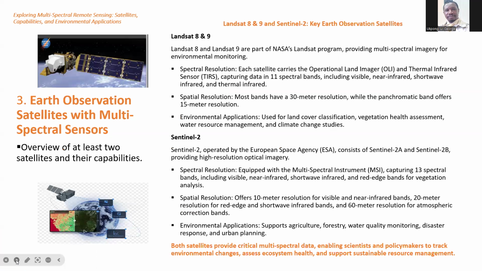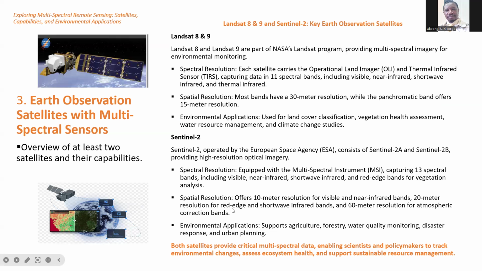Earth observation satellites with multiple spectral sensors. I'm going to do an overview of at least 2 satellites and their capabilities. I'm looking at Landsat 9 and 8 and Sentinel-2. Landsat 8 and 9 are part of NASA's Landsat program, providing multiple spectral imagery for environmental monitoring. I've discussed it in spectral resolution, spatial resolution, and environmental application. It's basically used for land cover classification, vegetation health assessment, water resource management, and climatic changes studies.